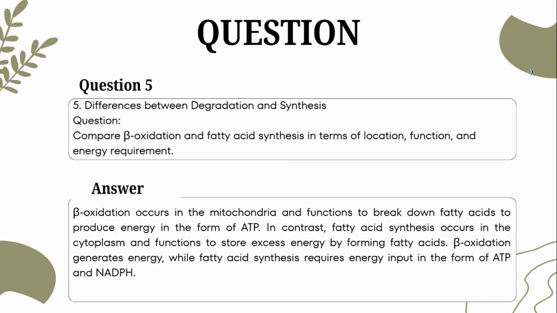The next question is about the difference between degradation and synthesis. Compare beta oxidation and fatty acid synthesis in terms of location, function, and energy requirement. Beta oxidation occurs in the mitochondria and functions to break down fatty acid to produce energy in the form of ATP. In contrast, fatty acid synthesis occurs in the cytoplasm and functions to store excess energy by forming fatty acids. Beta oxidation generates energy, while fatty acid synthesis requires energy input in the form of ATP and NADPH.